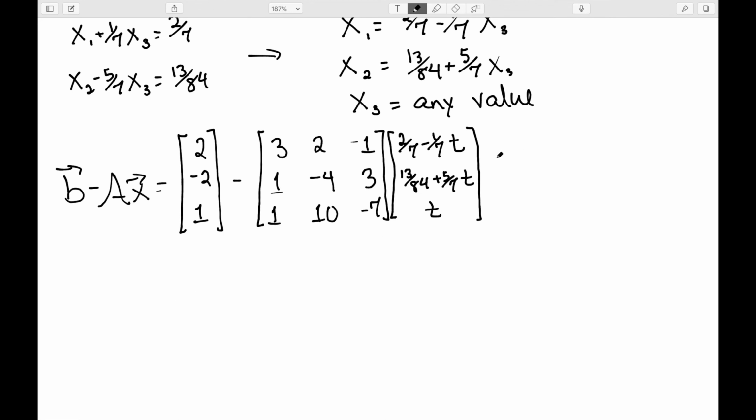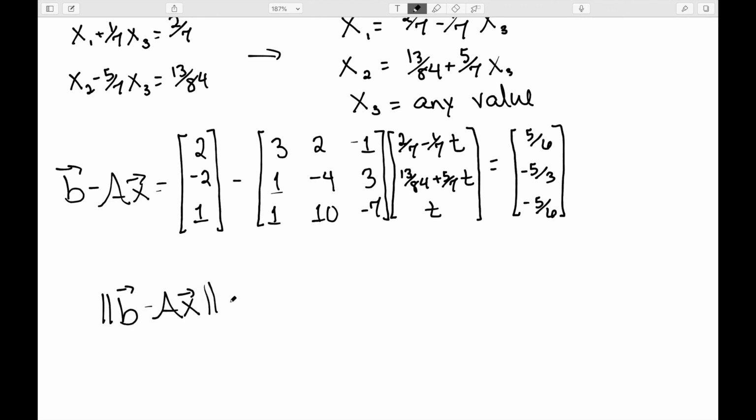And if we work this out and do this multiplication and subtraction, we get the vector 5 over 6, minus 5 over 3, minus 5 over 6. All of the t's actually cancel each other out. So since b minus Ax does not depend on t, all of our least squares solutions are going to produce the same error vector and the same amount of error, which is going to be 5 over 6 times the square root of 6.